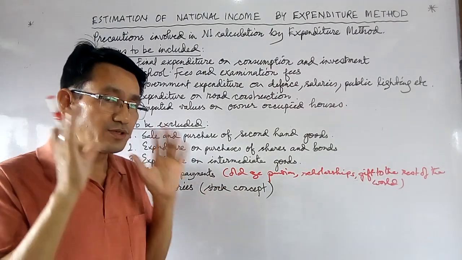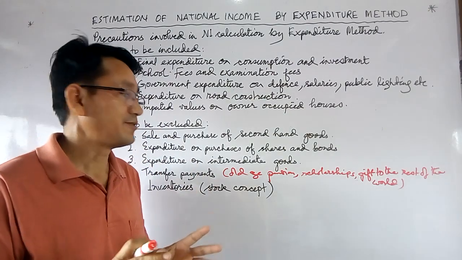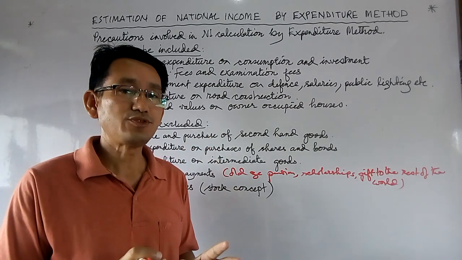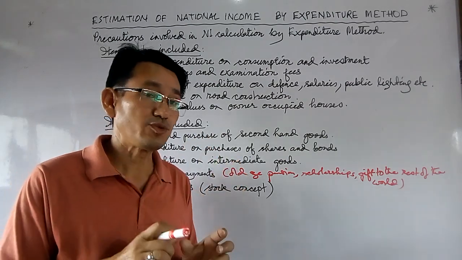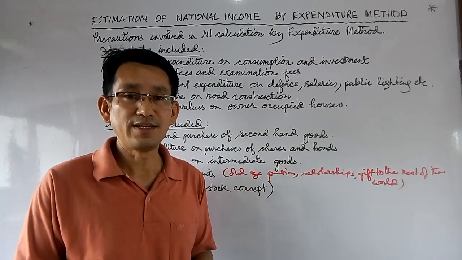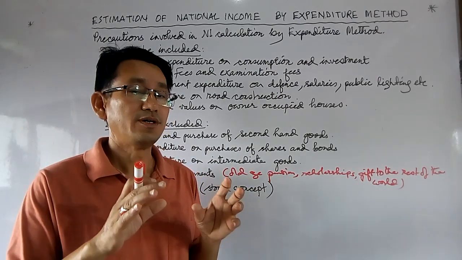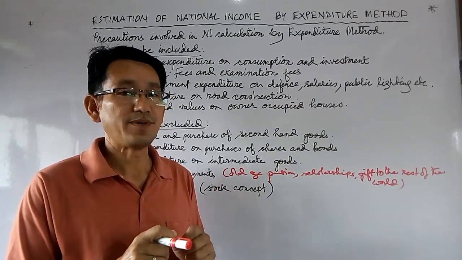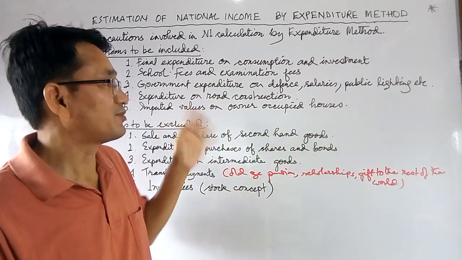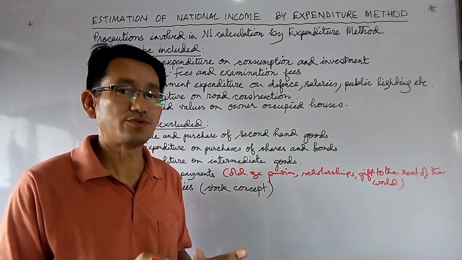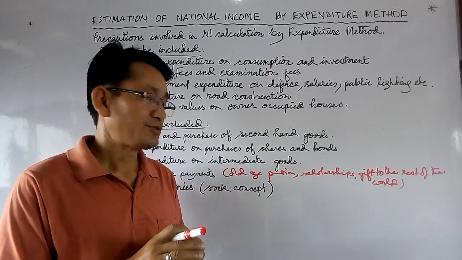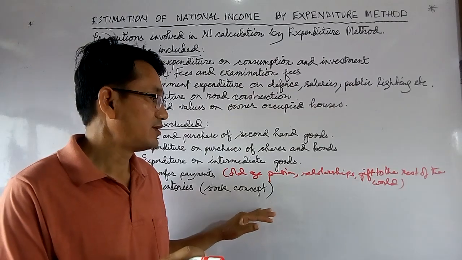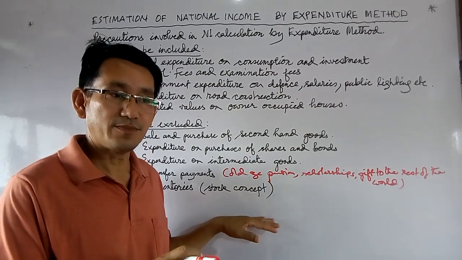So we should always keep in mind what items are to be included and what items are to be excluded in the calculation of national income. These are the precautions to be taken while calculating national income by the expenditure method. These are some of the things I have given. There may be some other items also, you try to find out. Especially for this chapter, national income accounting, we can wind up here.